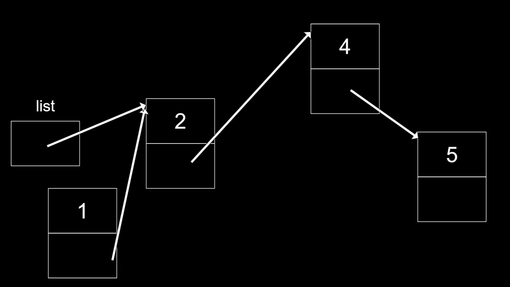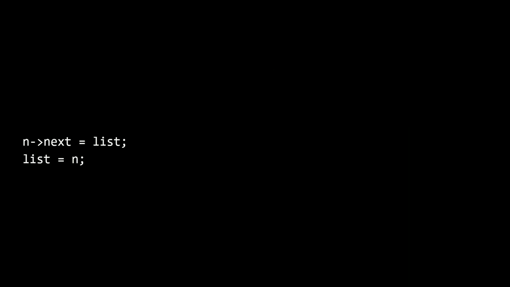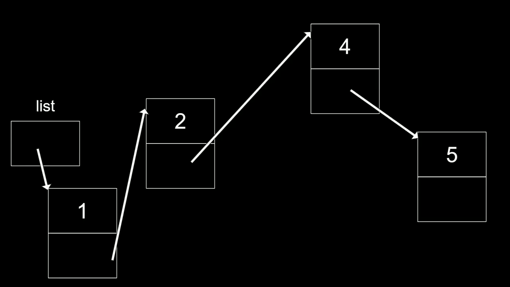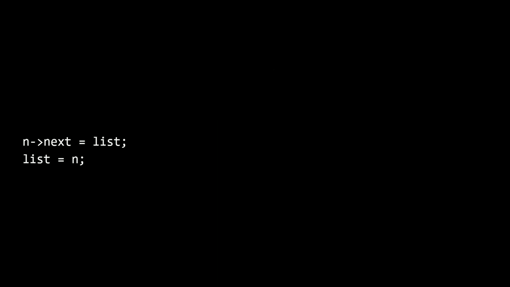But once 1 is pointing to 2, what can you next update? List to point at 1. And you can do this in code if you'd like, really with just 2 steps. You can update the next field of your new node, which is the one representing 1 that I just allocated. And you can initialize it to point at whatever list is pointing at. So if you want this thing to point at the same thing that this thing was pointing at, you literally just say in code, n arrow next equals whatever list is pointing at. And then you say the list should equal n itself.